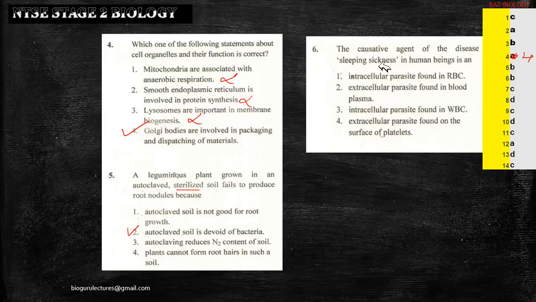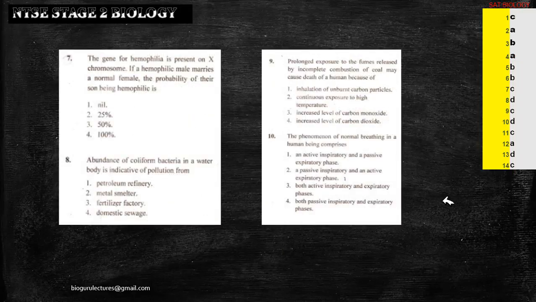So we have to find out which type of parasite it is. Extracellular parasite found in blood plasma. There is a host, a location, where the pathogen is going to lie inside the organism, I mean human. Next, question 7.